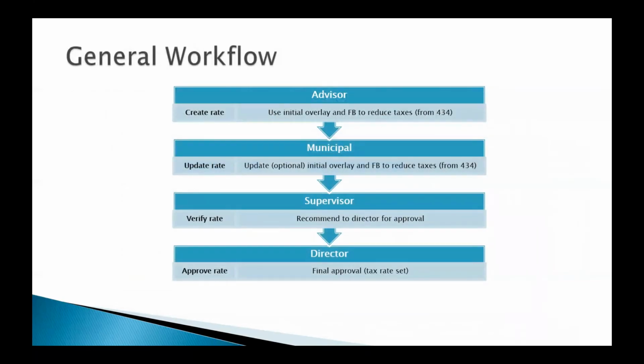So the tax rate setting process begins with your advisor who creates the rate, and they use the overlay and fund balance that you reported on your 434 as the initial estimates to set that preliminary rate. Once the advisor reviews and approves it, that then gets sent to you for your municipal review. This is where you will take a look at your tax rate, make sure everything looks good. But the important task that you have is to update your overlay and fund balance to reduce taxes if you want to. And that will allow you to adjust your tax rates live in the application. And we'll talk about that in a little bit more detail in a minute.